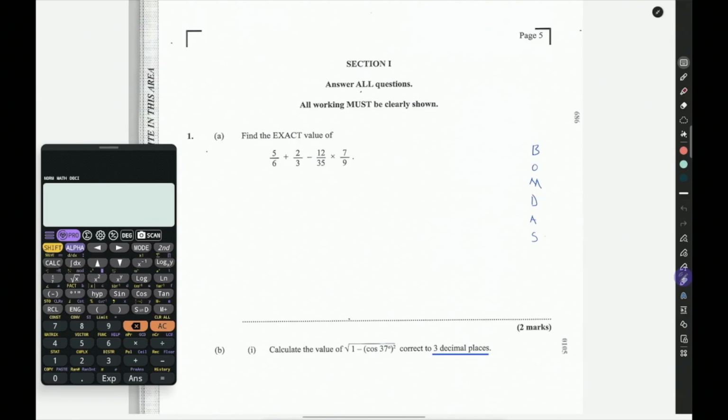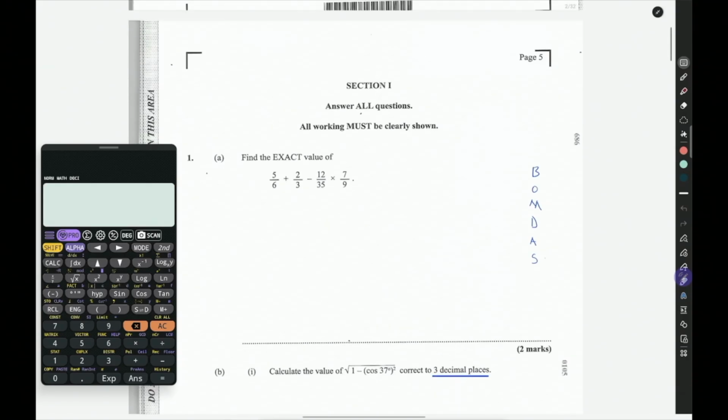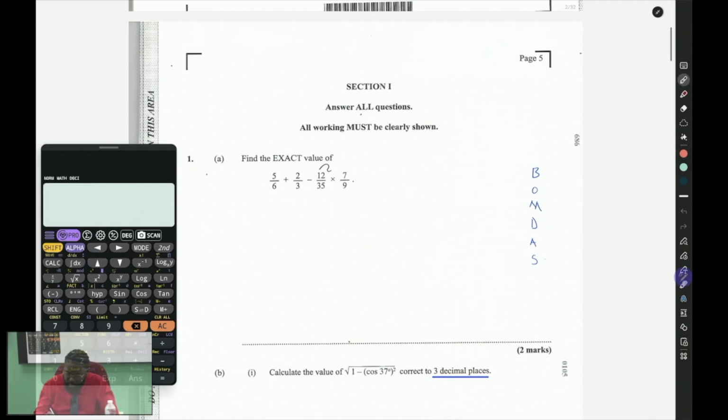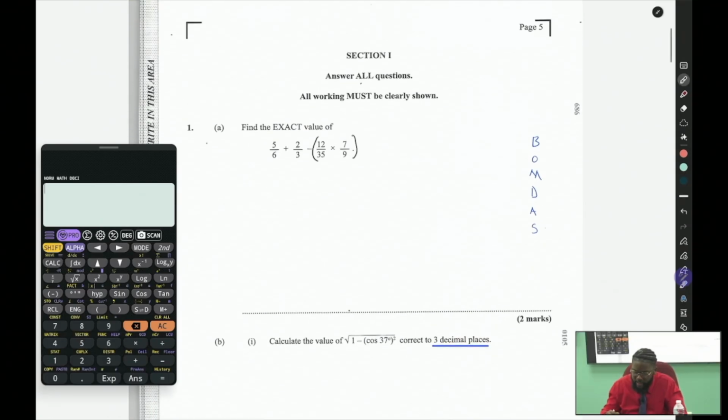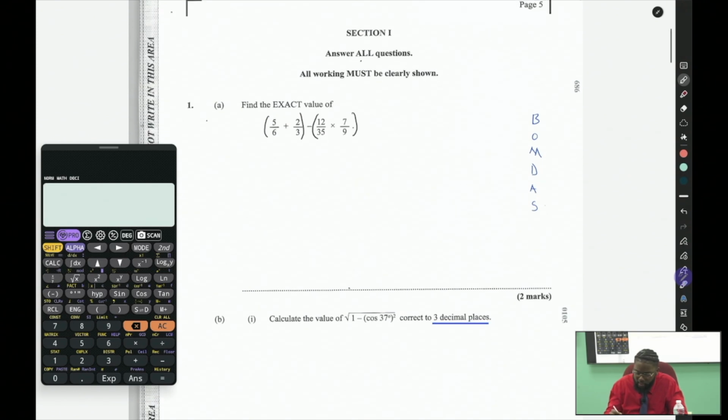Question 1: find the exact value of 5/6 plus 2/3 subtracting 12/35 multiplied by 7/9. Now, if you remember our rules, especially the BODMAS rule, you need to be careful when doing this question. So, just to make it easier for ourselves, we're going to bracket the 12/35 and 7/9, so that we isolate what we need to do first. So let's go now.